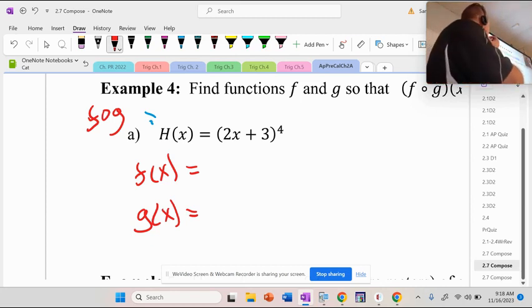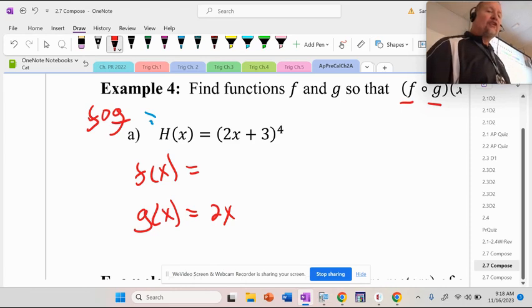G of x. This is f of g of x. So you got it reversed, and I think I didn't get that right last hour. Go ahead. 2x plus 3 is g of x, right? It says f of g of x. So I'm plugging g into f. So he said 2x plus 3.